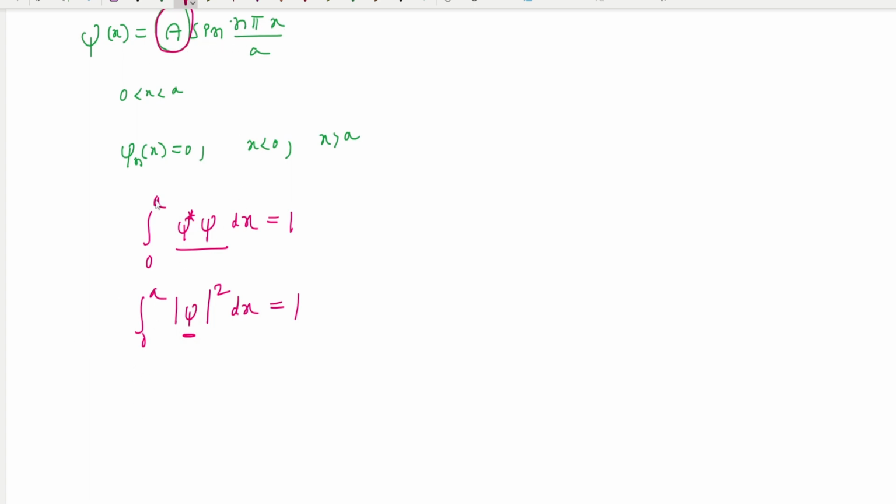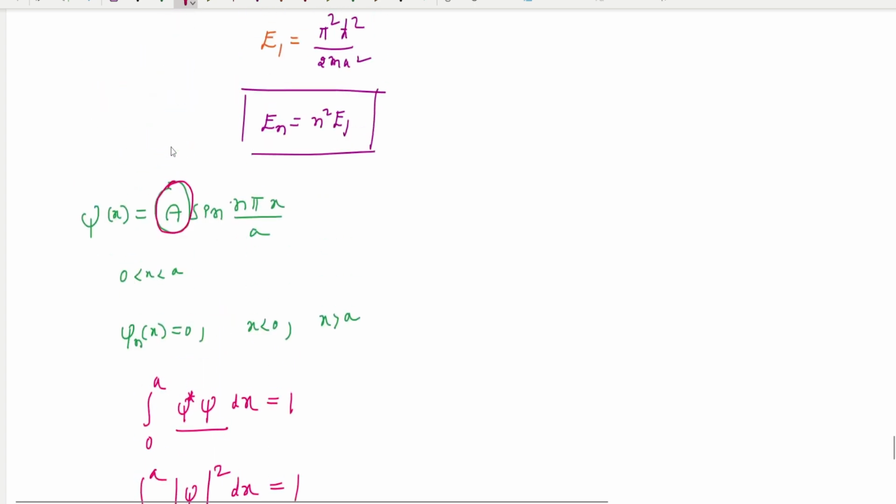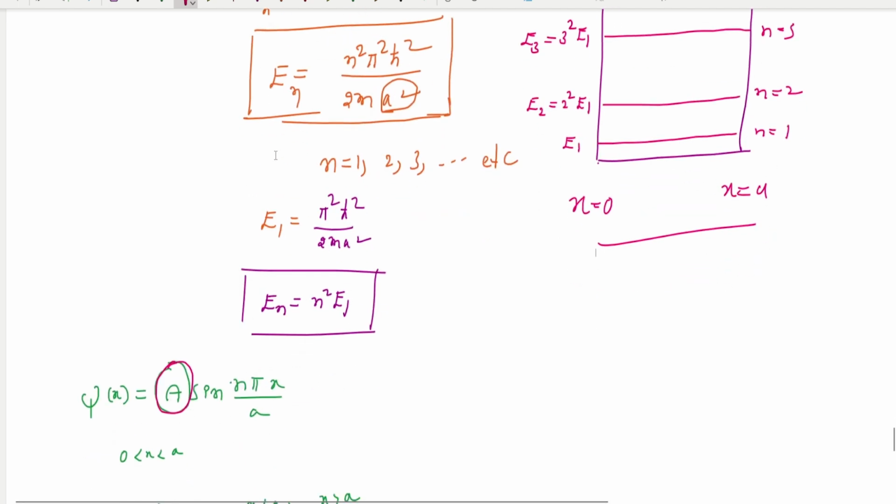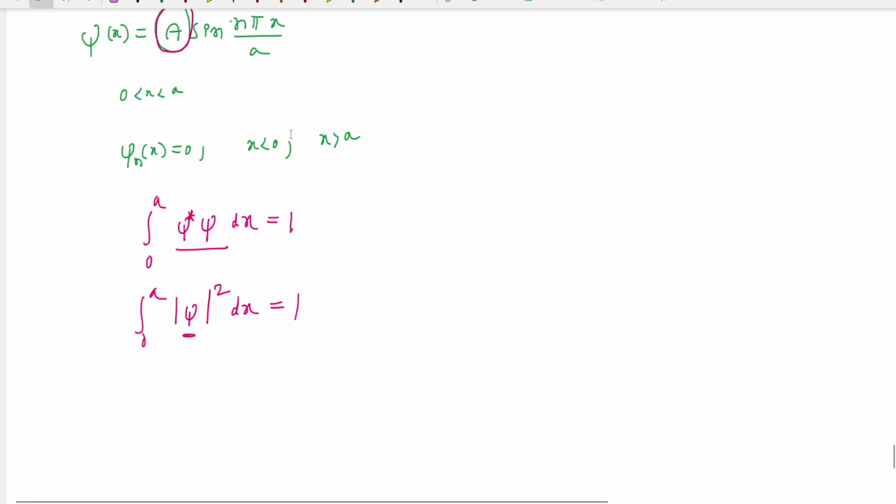So why am I using 0 to a? The boundary condition is where the particle is, from 0 to a. Here we can also write x equal to 0 to x equal to a. So these are the limits, x equal to 0 to x equal to a, which is why I'm using 0 as the lower boundary condition and a as the upper boundary condition. Then you can apply this wave function here.